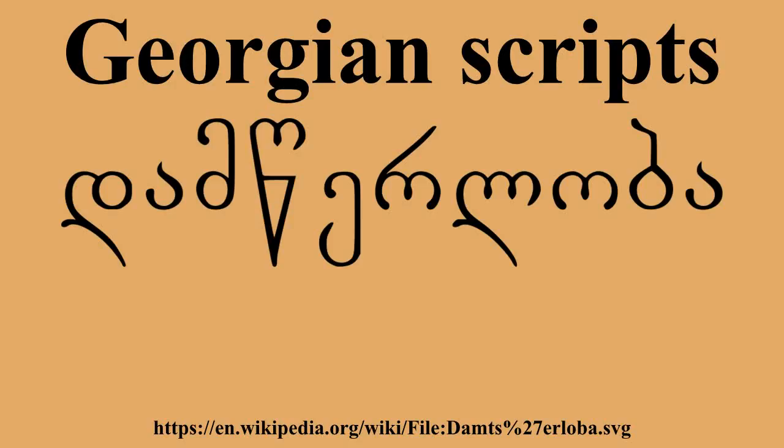Used for other non-Kartvelian languages: Ossetian language during the 1940s, Abkhaz language during the 1940s, Ingush language, later replaced in the 17th century by Arabic and by the Cyrillic script in modern times. Chechen language, later replaced in the 17th century by Arabic and by the Cyrillic script in modern times. Avar language, later replaced in the 17th century by Arabic and by the Cyrillic script in modern times.